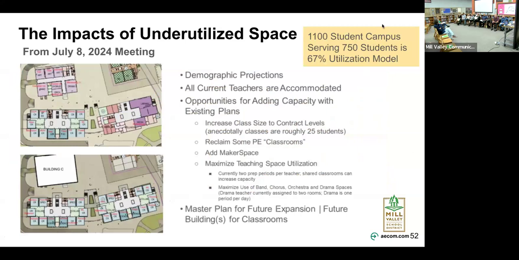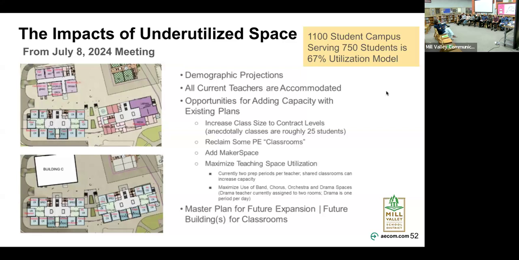Currently in the, I'll call it, the large model, what you saw in the schematic design, every teacher that is currently at Mill Valley Middle School has a room. So that is accommodated. We had talked at one time about how do we add capacity should the school grow, and that's where we did some assessment about what the actual capacity of this site would be.